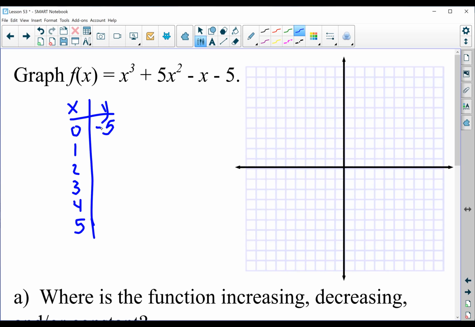One of the things that can be helpful is using a graphing calculator. So I'm going to show you a way that you can find those values pretty quickly using a graphing calculator. You could also use the graphing calculator to double check to make sure your graph is correct.